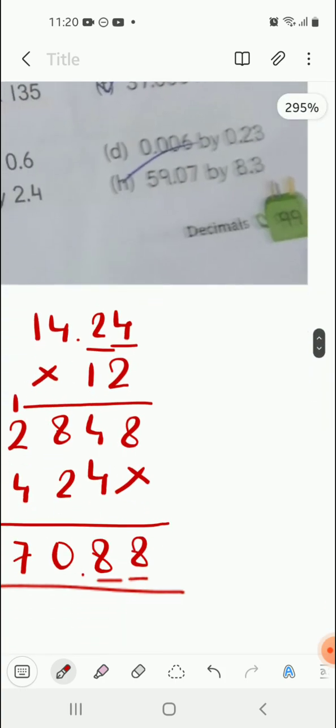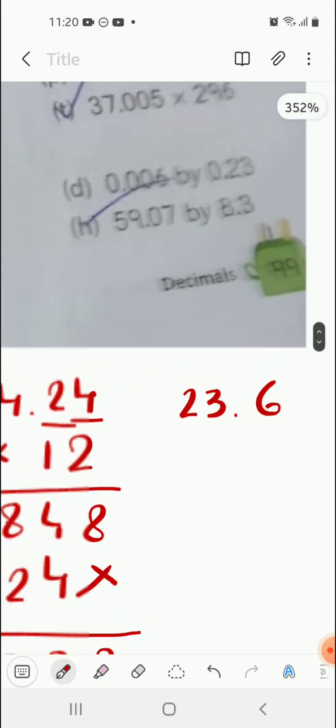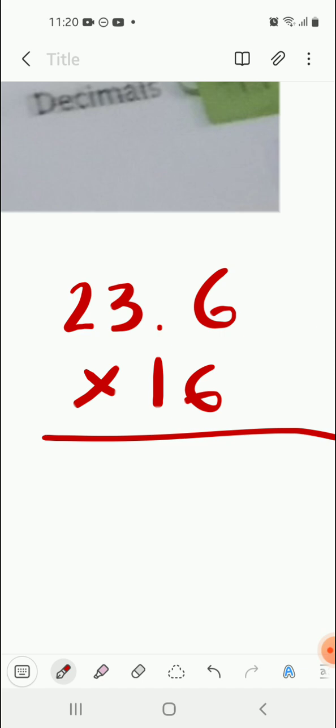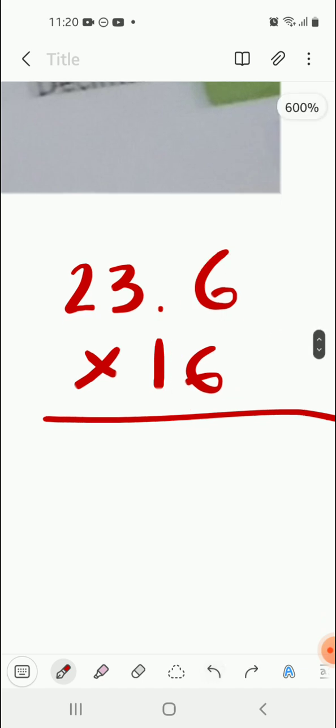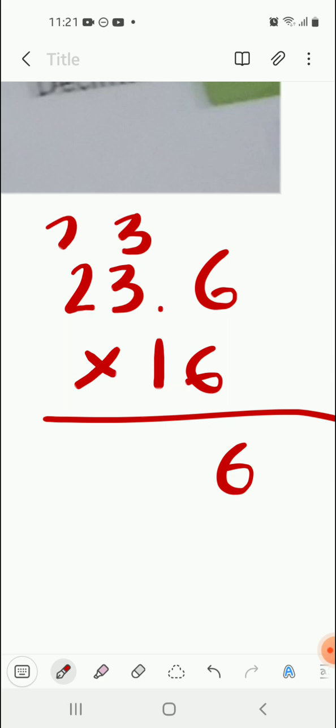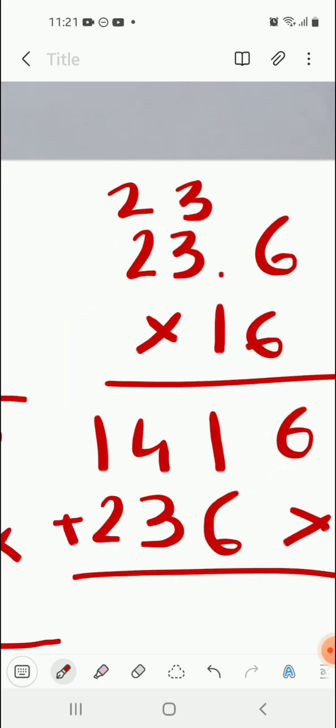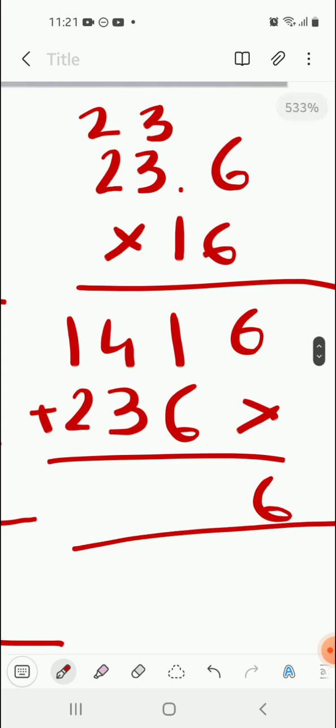23.6 into 16. Simply multiply the number ignoring the decimal place. 6 into 6, it becomes 36. 6 into 3, 18 plus 3, 21. 6 into 2, 12 plus 2, 14. 6 into 1, 6. 3 ones are 3 and 2 ones are 2. Simply add. 6 plus 0 is 6, 6 plus 1 is 7, 4 plus 3 is 7, and 2 plus 1 is 3.